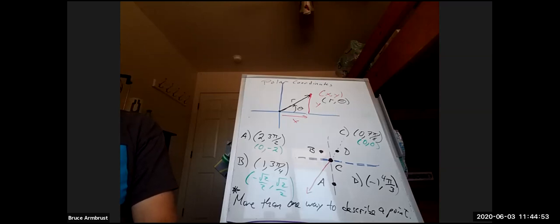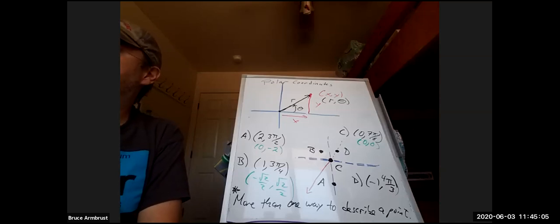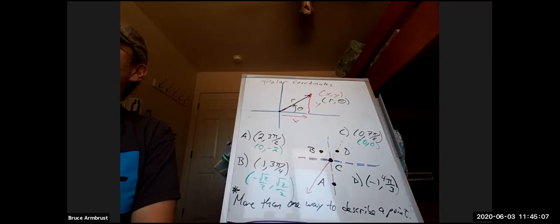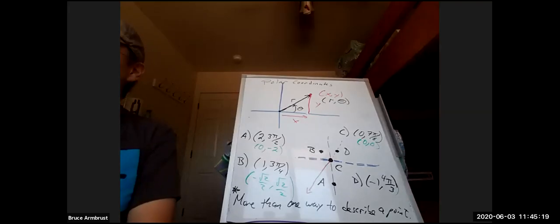So it is totally fine to have negative r's. You can have negative thetas, just like you can have positive and negative x's and y's. We just have to remember what they mean. Negative thetas just tell us go in the opposite direction when we rotate. And negative r's tell us go in the opposite direction when we're leaving the origin. All right, so kind of making sense, I hope a little bit.